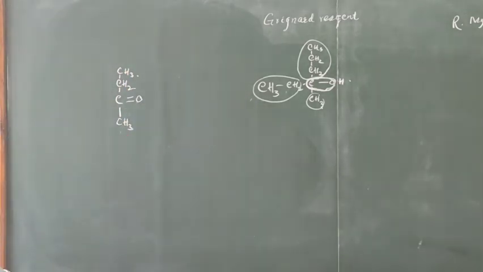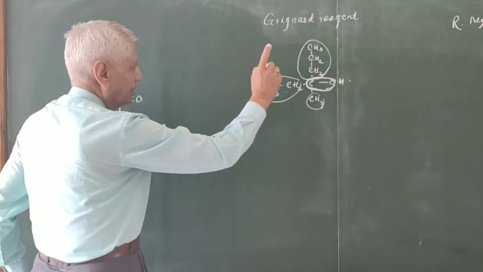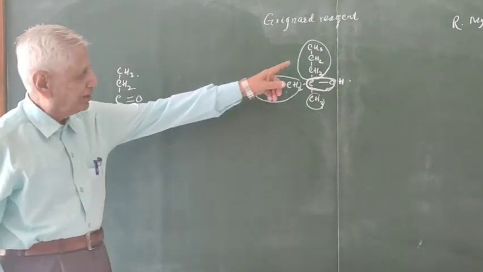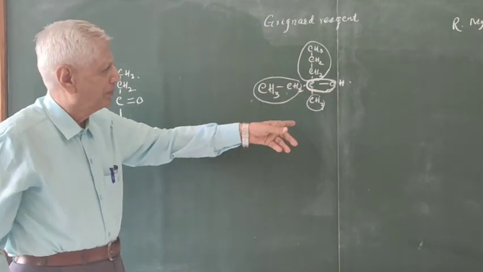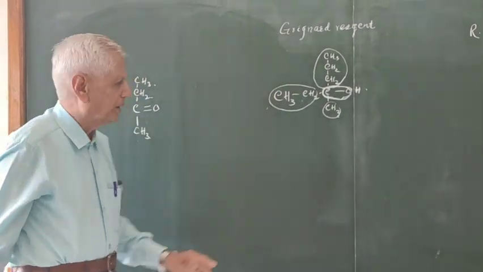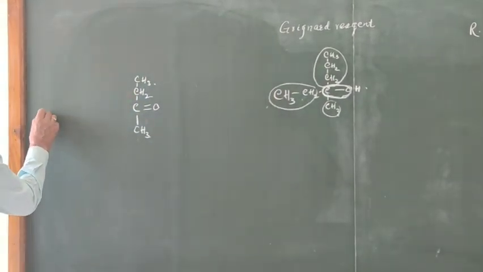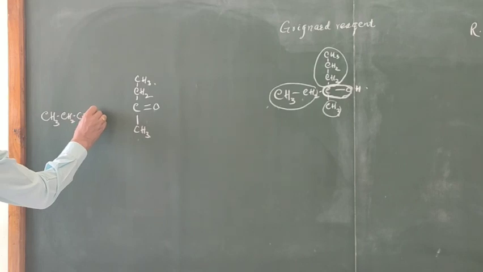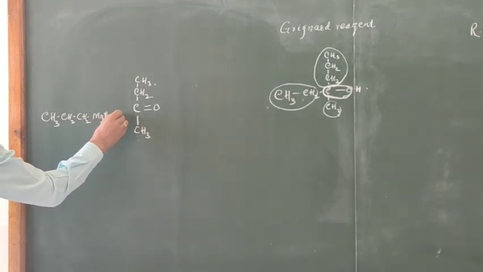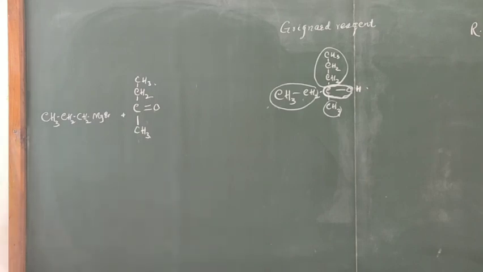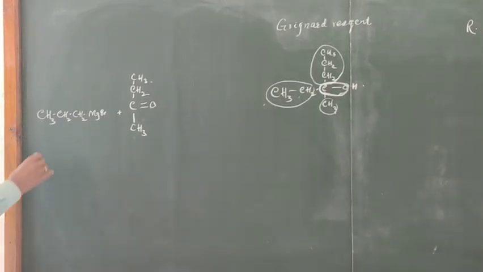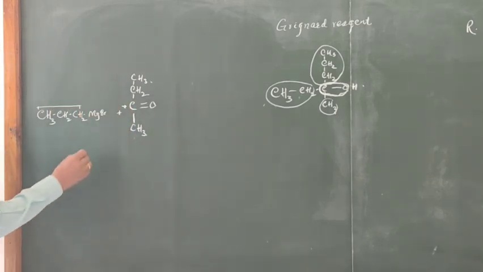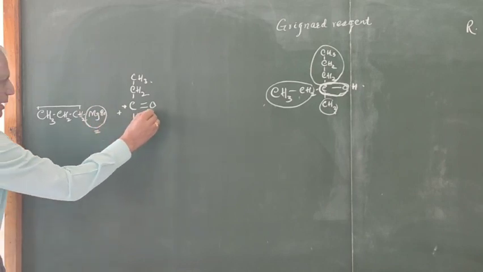Then what else do you have to take? You have to take this as magnesium halide. What is this radical? Propyl. You know it, very simple. 1, 2, 3, propyl. Therefore, propyl magnesium bromide, CH3 CH2 CH2 MgI or MgBr or MgCl. So this propyl group will add here, and MgBr will add here.